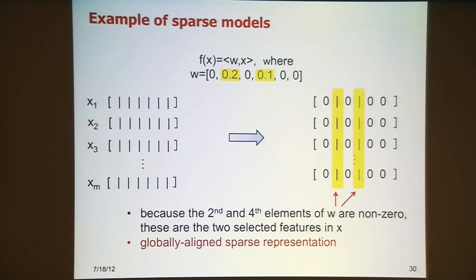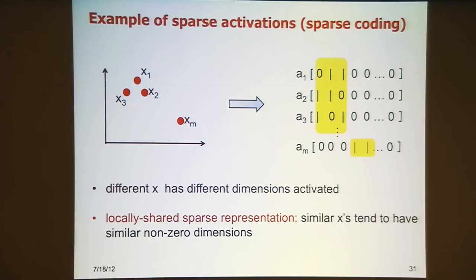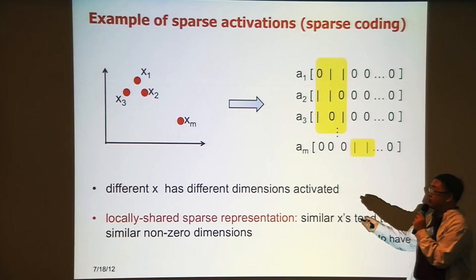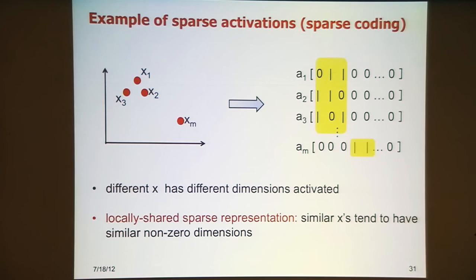But sparse coding is different. In this illustration, you can see the data points are distributed in the original feature space this way, probably forming some kind of similarity structure. Like these three data points, they are similar to each other, and there's one data point which is far away from those three. And then an ideal sparse coding result would end up with something like this. So you get different dimensions activated for different data points.